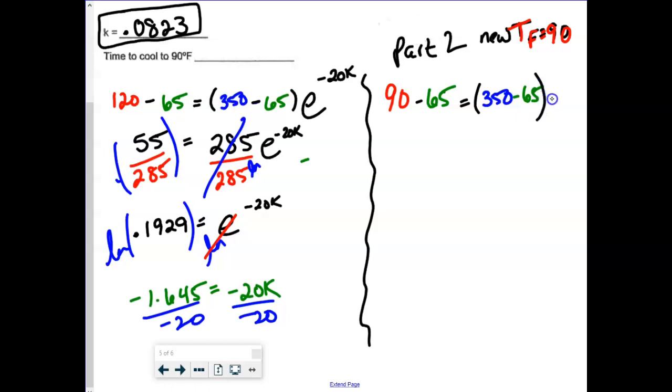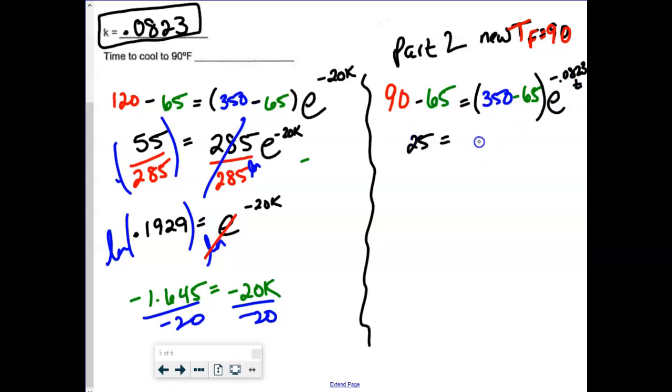Now, the other thing that changes on this setup is this time you're going to use the constant of cooling you just found, but the T is going to be our variable. So you have a negative 0.0823 times T. Alrighty, what do we have here?